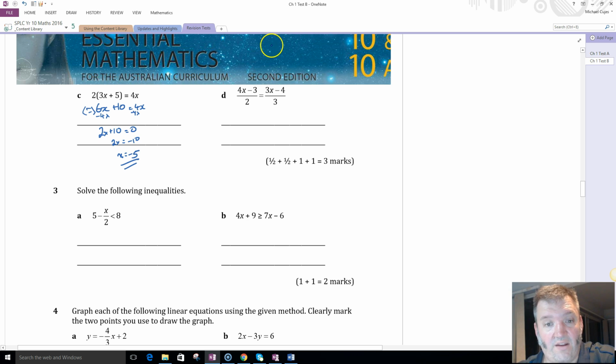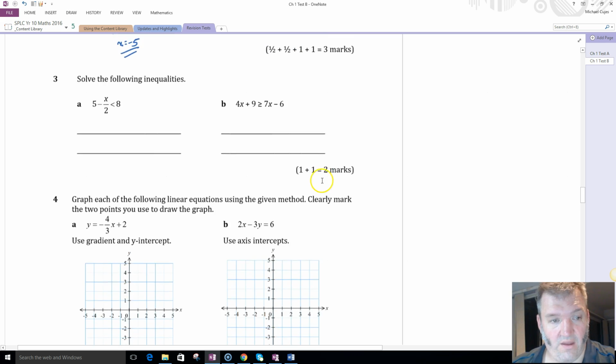Next one here, great. One where we've got a fraction equaling a fraction, multiply through by the common denominator of 6, and we're going to have 3 multiplying this numerator, so that's 12x take 9, equals 2 multiplying this numerator, 2 by 3x is 6x, 2 by negative 4 is negative 8. Subtracting 6x from each side, I get 6x. Adding 9 to each side, 6x equals 1, therefore x equals 1/6. There you have it. Getting closer.